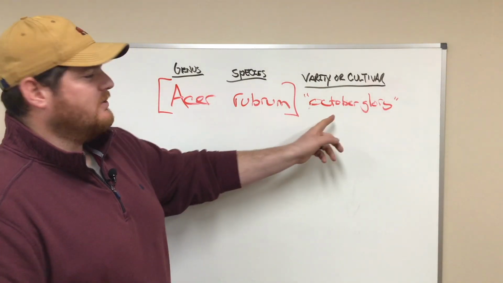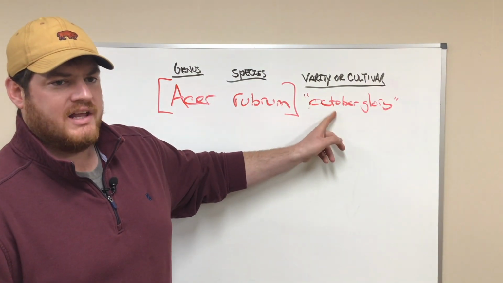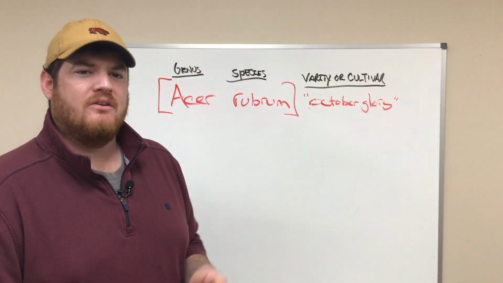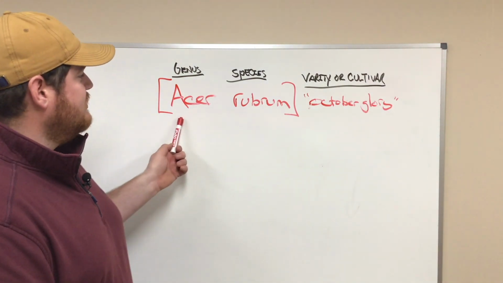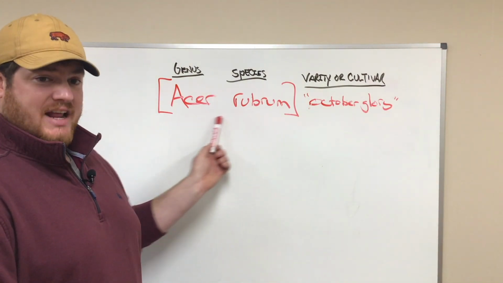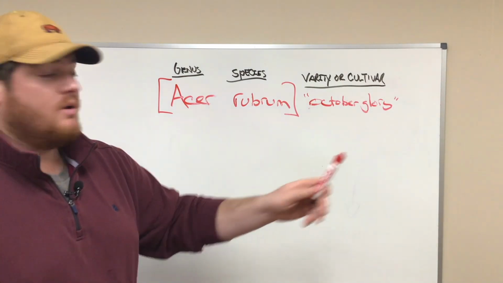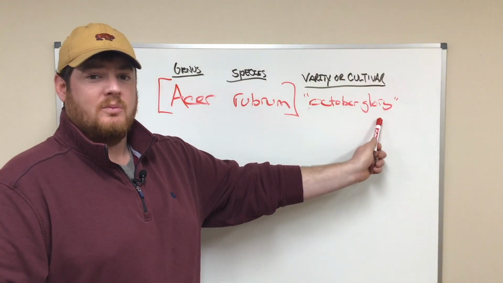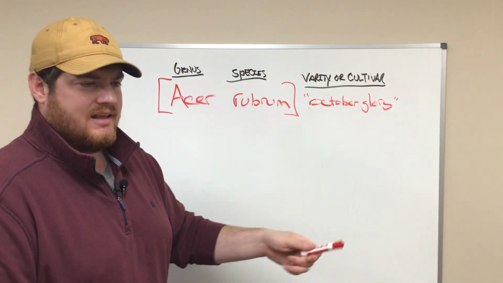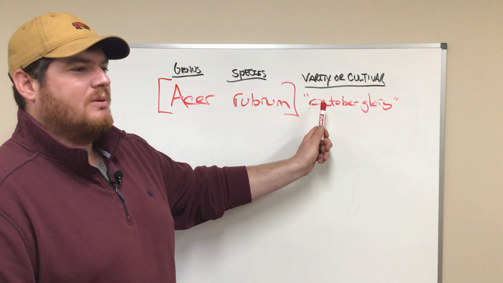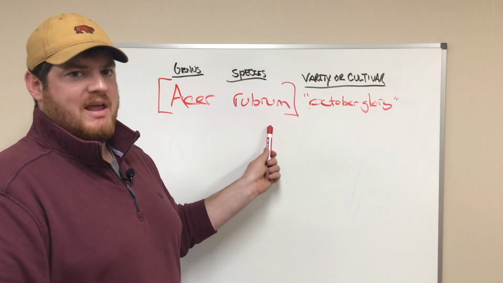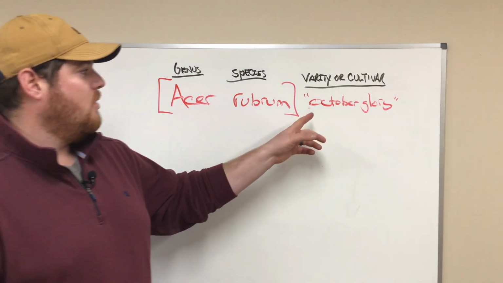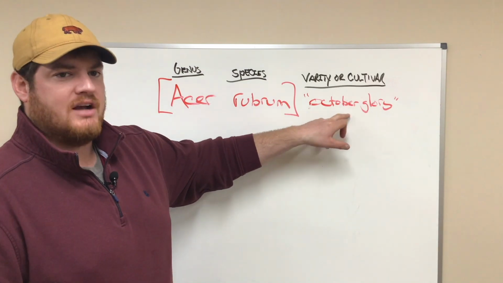But not all red maples are going to be October Glory or any other variety that you might see out there. And that's because these are all produced from seed and genetically diverse. And even so, if you were to take a seed off of an October Glory red maple and plant it, it would no longer be an October Glory red maple. It would now just be a regular Acer rubrum red maple. And that's because it's no longer genetically identical to the October Glory.